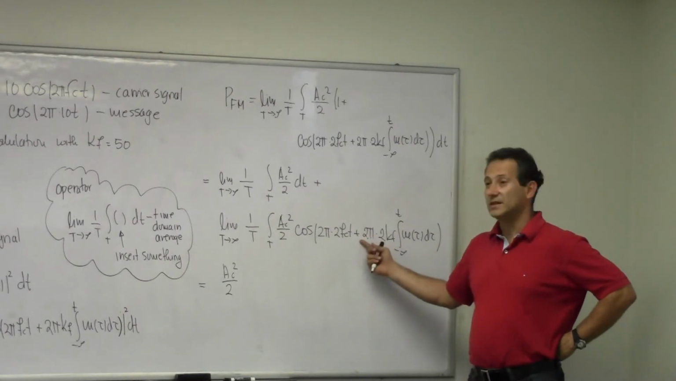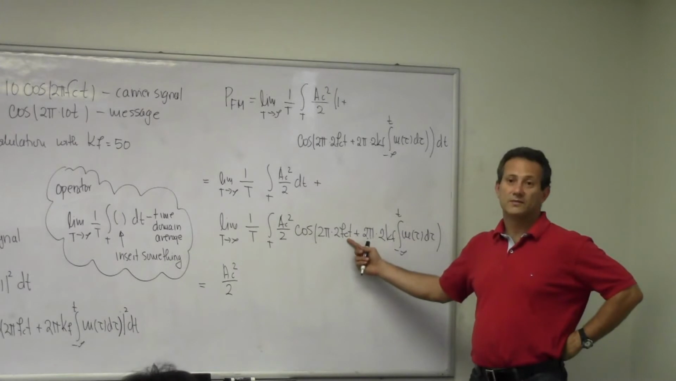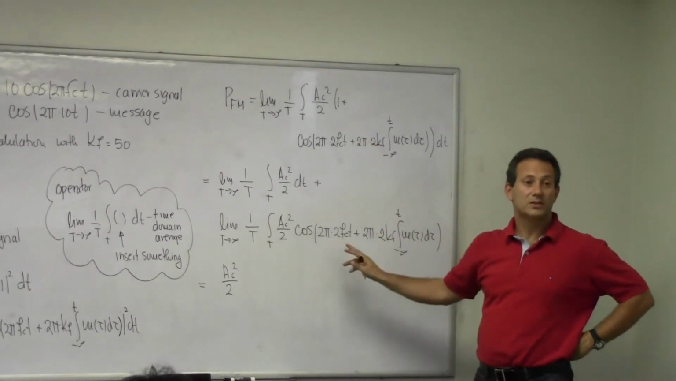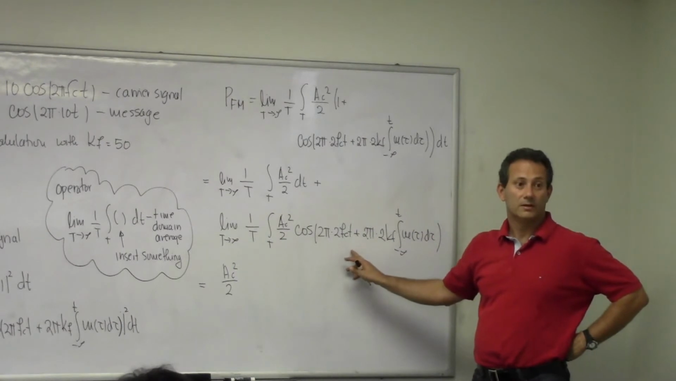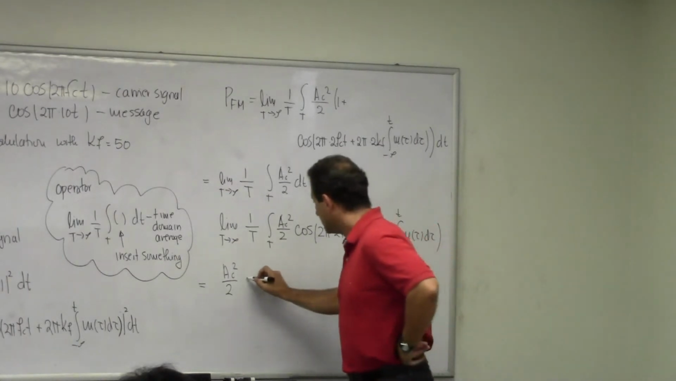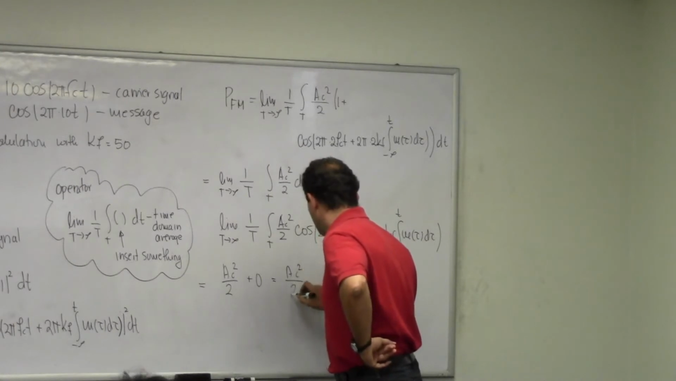Now what does this represent? This is a modulated carrier with a frequency 2fc, so it's way out there in the spectral domain. What is its DC component? 0, right? The average of this is 0. So plus 0. So the answer is Ac squared over 2.